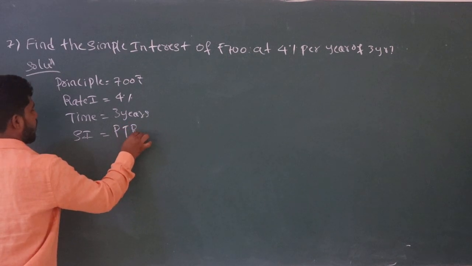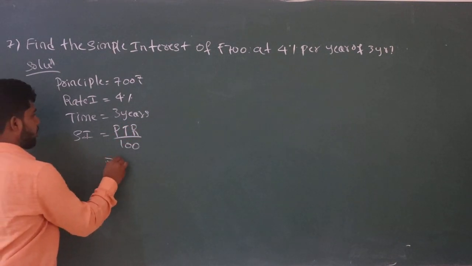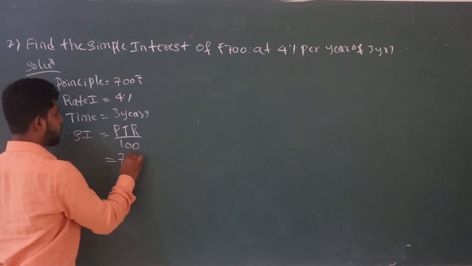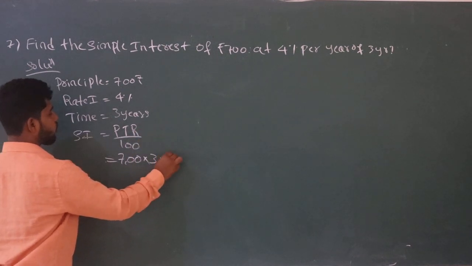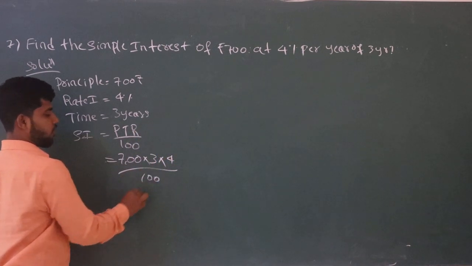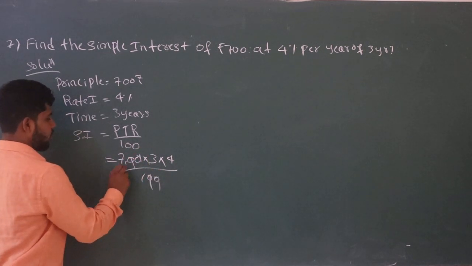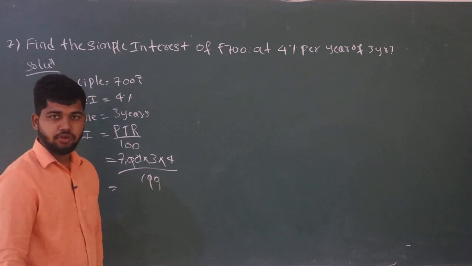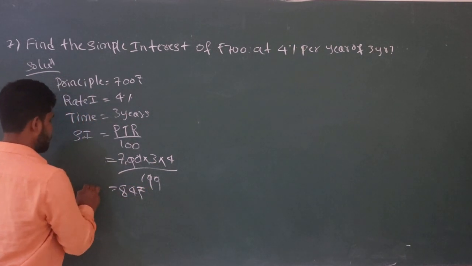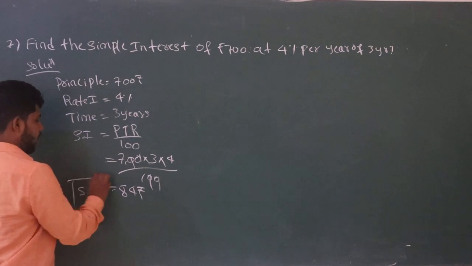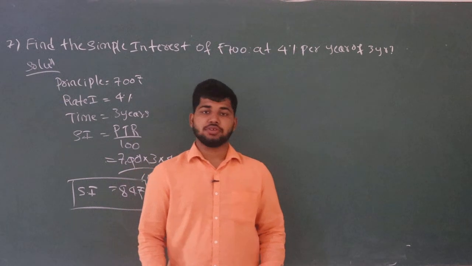What is the simple interest formula? PTR by 100. Now P is equal to 700 into T equal to 3 years into R is equal to 4 divided by 100. Now here the zeros cancel, you will get 7 into 3 is 21, into 4 is 84 rupees. Simple interest is equal to 84 rupees.